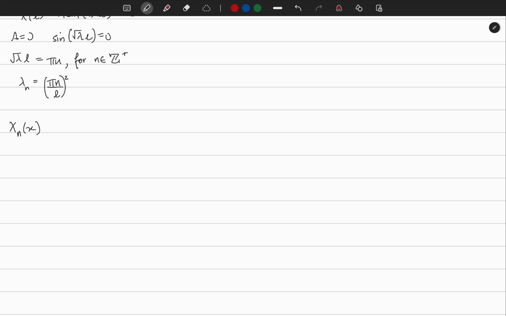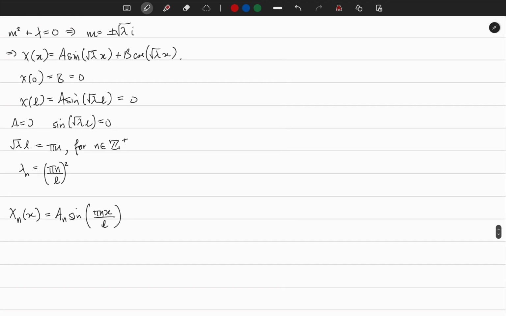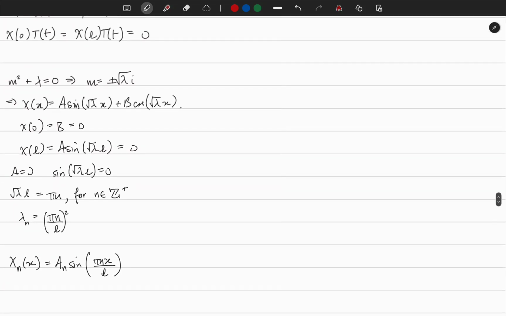So we have the solution X_n of x to be some constant, we'll call it a_n, times sine of the square root of lambda_n x. The square root and the square will cancel, so we'll get pi n x over L. So that is our first solution. Now for the x equation.